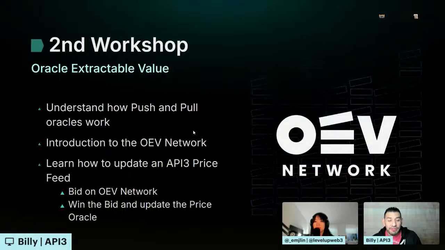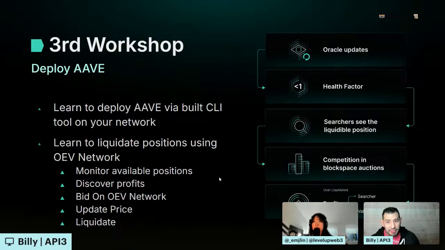Second workshop was OEV, Oracle Extractable Value: how push and pull oracles work, how to use the OEV network, how we made a bid, and how we actually updated the price. There are a few changes on that, and we'll discuss that in the second part of the liquidation series. Third workshop, the first one was I just wanted you to deploy Aave, understand how it worked, play with it, and have your own borrow lending dApp where you can actually use it, right? I know a lot of people have been doing a lot of AI agent stuff, and we've been talking about DeFi or DeFi AI, right?